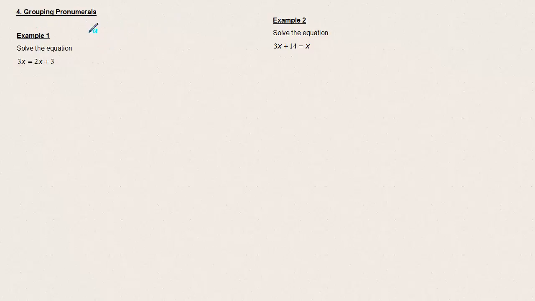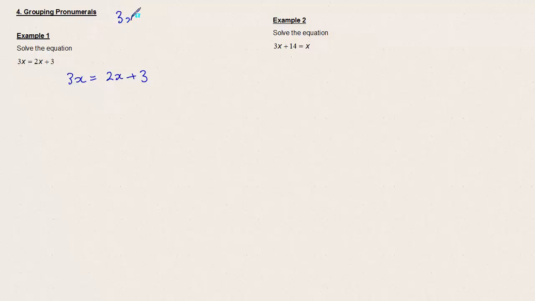Grouping pronumerals. What we're dealing with here is when we have x's on both sides of the equation. And it's this type of equation which is the main reason that we don't want to use backtracking. This first one, 3x is equal to 2x plus 3, we've actually seen before, right back at the beginning, when we had the balance. What we need to do in this situation is identify the smaller number of x's.